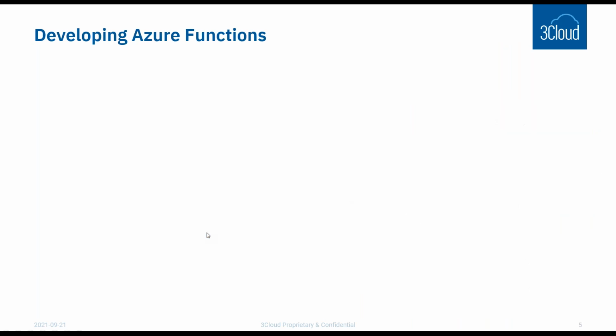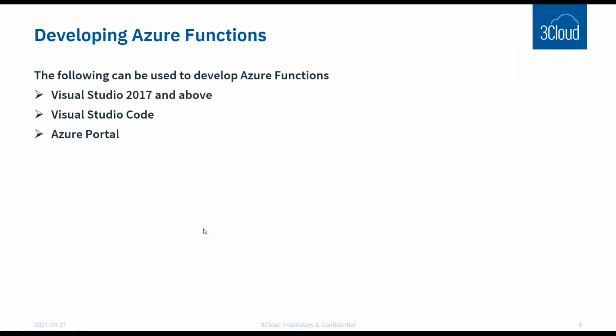All right. So when you're developing Azure functions, there's a couple of different ways you can develop them. The first one is using Visual Studio 2017 and above, if you're coding in .NET specifically. I prefer to use Visual Studio 2019. I think the tooling for Azure functions is a bit more integrated, and it's a nicer development experience in Visual Studio 2019, but you can use 2017 for developing Azure functions. You can also use Visual Studio Code, or you can use the Azure portal.